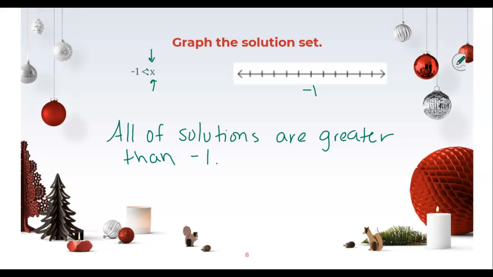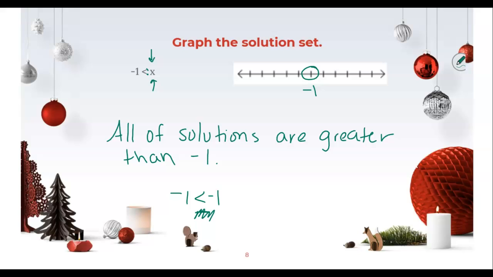So then we need to decide, is it open or closed? It's an open circle because -1 is not part of that solution. That is not a true statement here. -1 is not less than -1. It's actually equal to. And without that symbol, it's not a true solution, so therefore it needs to be not shaded.